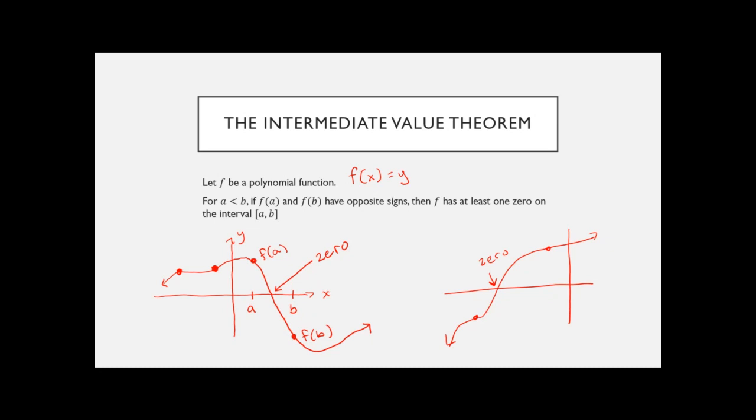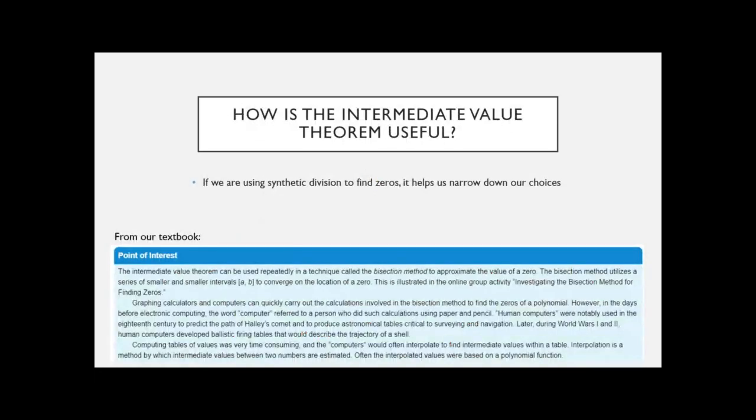So why do you need to know this? How is this useful, basically? This theorem is useful because we often try to find zeros of polynomials, and we use synthetic division to do that, which I will talk a little bit about. But when you're trying to find zeros, if you know that you have to have a 0 between these two numbers, that helps you narrow down where it's located. So you're not just checking any random number.